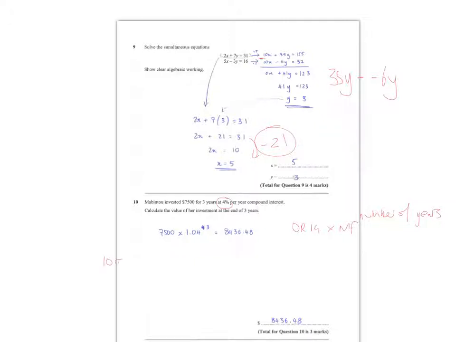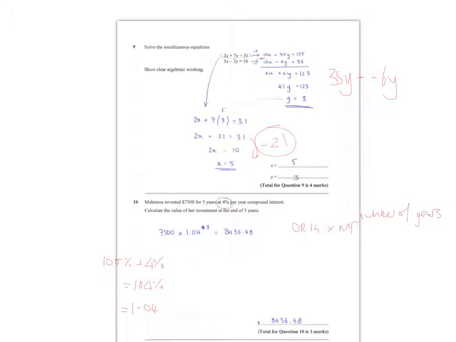100% plus 4%, 104%, which as a decimal is 1.04, i.e. my multiplying factor is 1.04. Number of years that it's in the bank is 3.